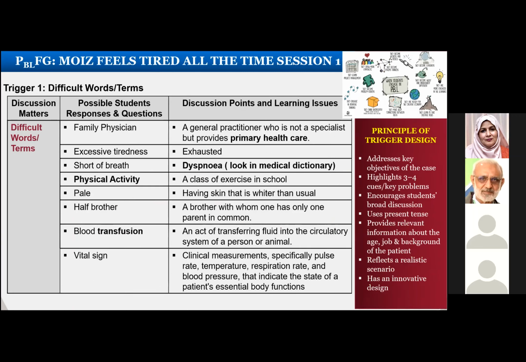Now if we go back to trigger 1, after trigger 1, this sort of table is provided in the guidebook. The discussion matters. The first one will be the difficult words and terms in that trigger. So all those terms have been listed. That is the possible student responses and questions, and the discussion points and learning issues which come out of it. In that, the meaning of each word is given over there. For example, the family physician is the person who provides primary health care.